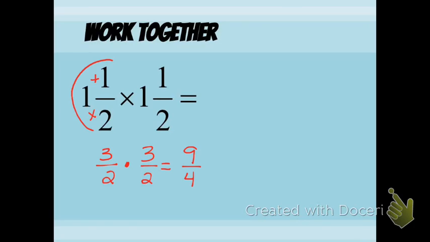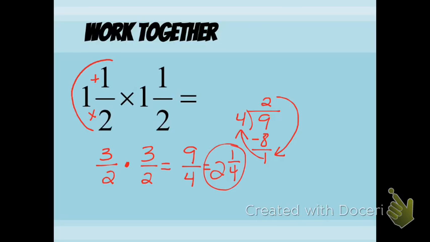Now, can it be simplified? Yeah, it's improper, so we're going to turn it into a mixed number by dividing, right? Yes. So 4 goes into 9 2 times. That's 8. We got 1 left over. So our answer is 2 and 1/4. That's our final answer. Okay? So 1.5 times 1.5 is 2 and 1/4.